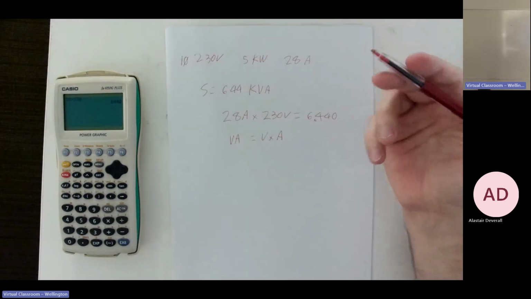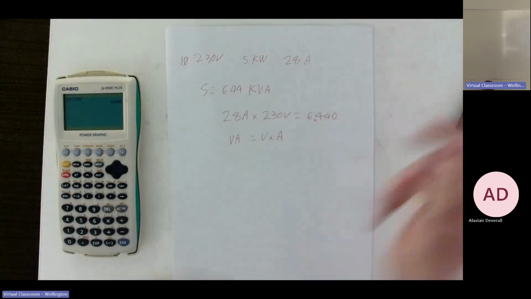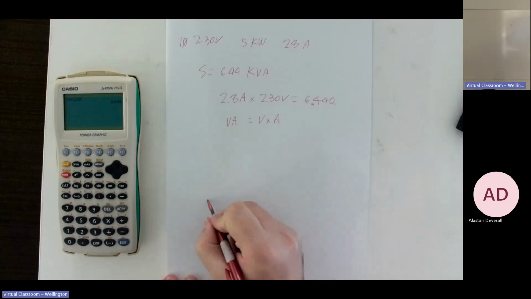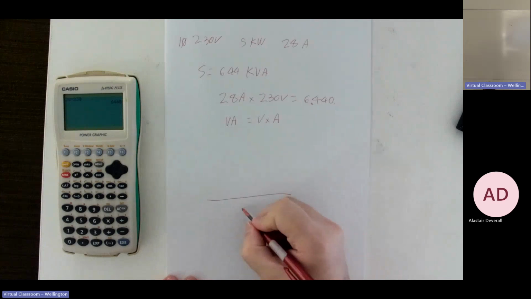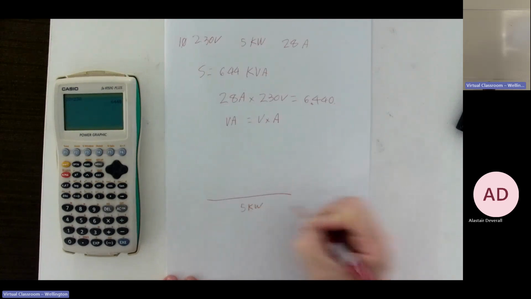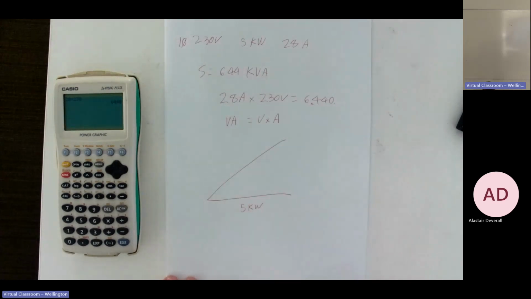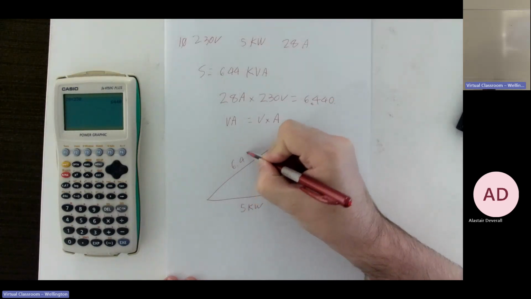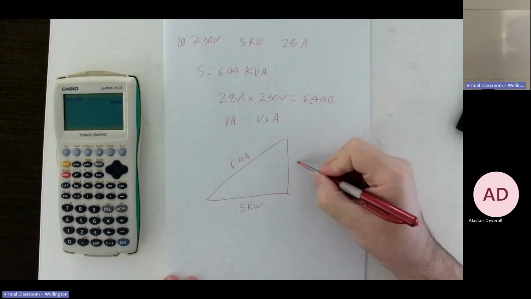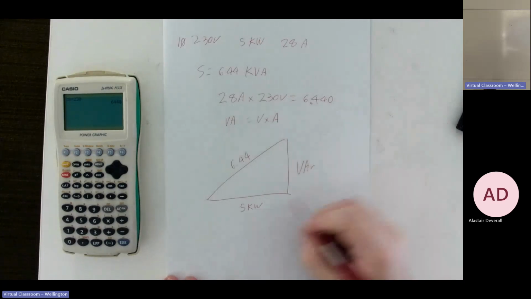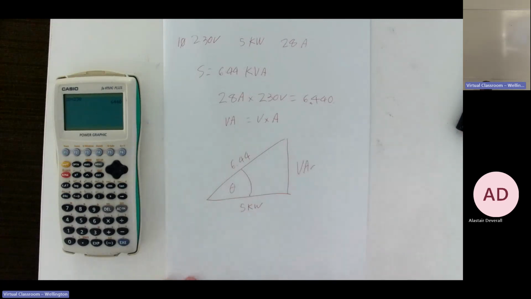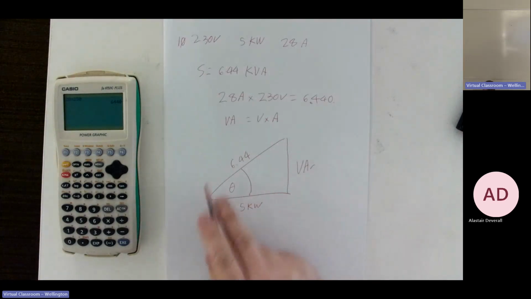Now, our next question is, what is the power factor? So we draw our triangle. We've got horizontal line, 5 kilowatts. We've got our kVA, which is 6.44. This will be our VAR for later, and this is our theta, which is our power factor angle. However, we don't actually need this triangle yet.